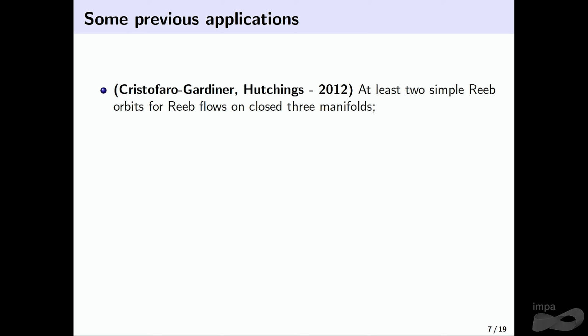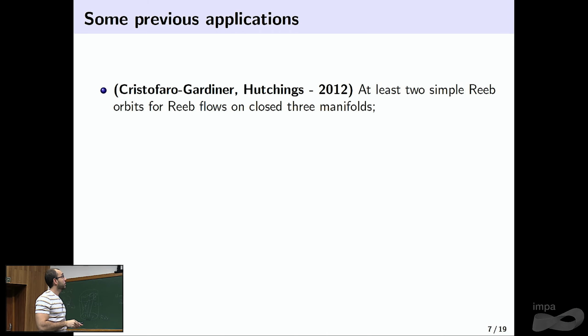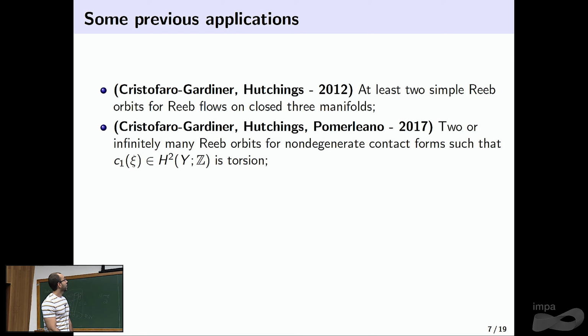But yeah, Cristofaro-Gardiner and Hutchings proved a refinement of the Weinstein conjecture in 3 dimensions. So there exist at least 2 simple Reeb orbits on Reeb flows in 3 dimensions. And then Cristofaro-Gardiner, Hutchings, and Pomerleano prove, under some hypotheses, non-degeneracy and a torsion condition on the contact structure, that you have 2 or infinitely many.